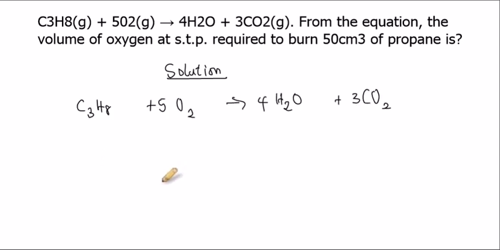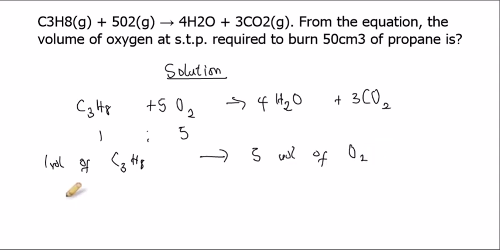So from the equation written above here, you can conclude that propane combines with oxygen in the ratio of 1 to 5. So from here, we can say 1 volume of C3H8 at s.t.p. will require 5 volumes of oxygen gas. So if we have 50 cm³ of propane, x cm³ of oxygen gas will be required.